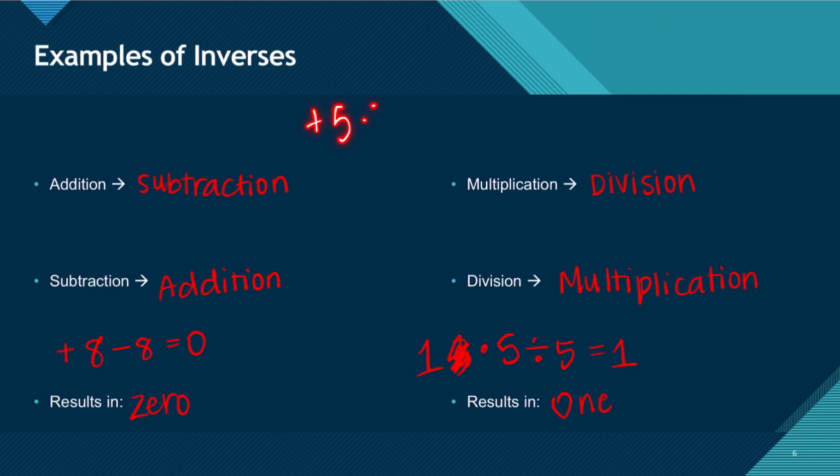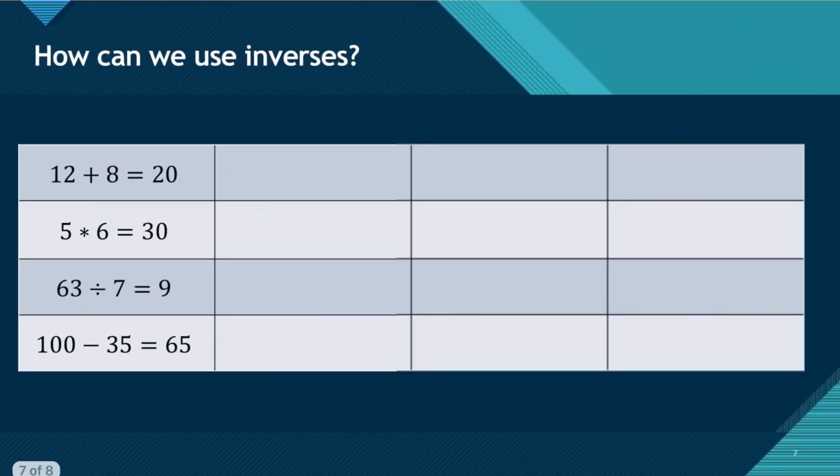You can't do plus 5 and then divide by 5, and that won't actually do anything. It won't cancel each other out, so they're not inverse operations of each other.